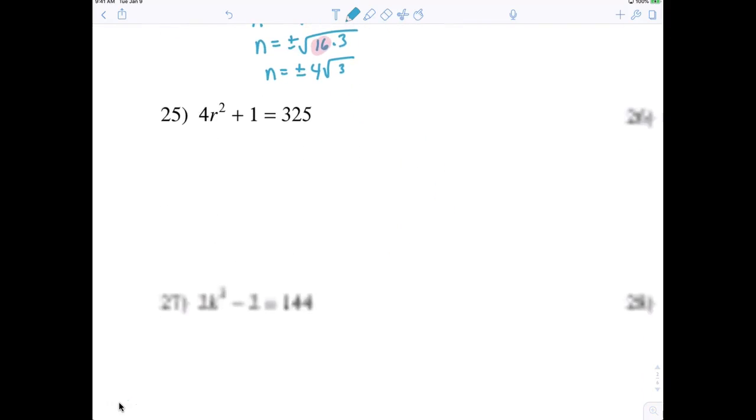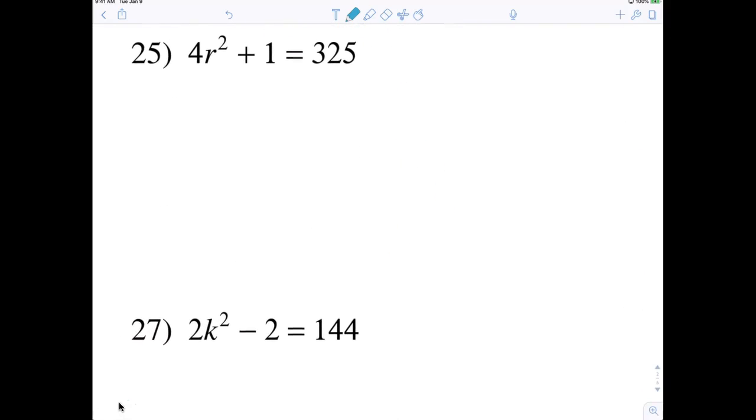All right, so let's take a look at 25. What do I have to do on 25? Subtract 1. Now what? So r squared is equal to... so r. Come on, I think that should be how good you are. That's not that hard. Isolate and then take the square root.